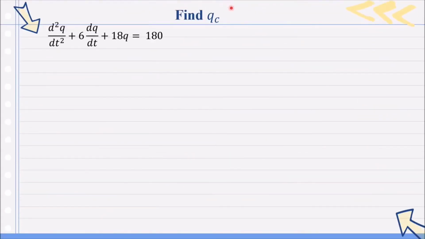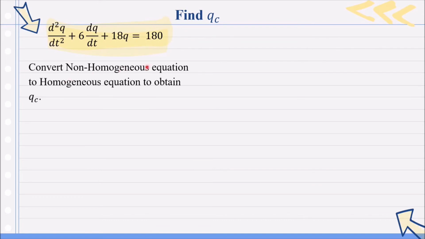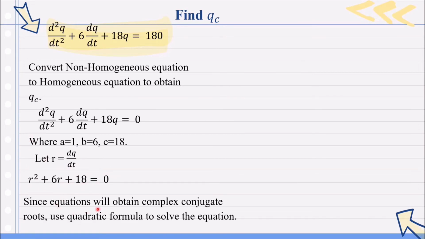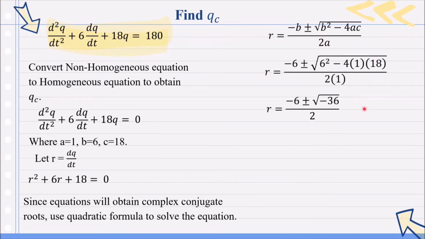First, we find Q_C. This is the non-homogeneous equation that we obtained, and then we convert this non-homogeneous equation to a homogeneous equation to obtain Q_C. We know that a is equal to 1, b is equal to 6, and c is equal to 18. Then we let r equal to dq over dt. We obtain r squared plus 6r plus 18. Since the equation will obtain complex conjugate roots, we use the quadratic formula to solve the equation. Then we substitute the a, b and c inside.